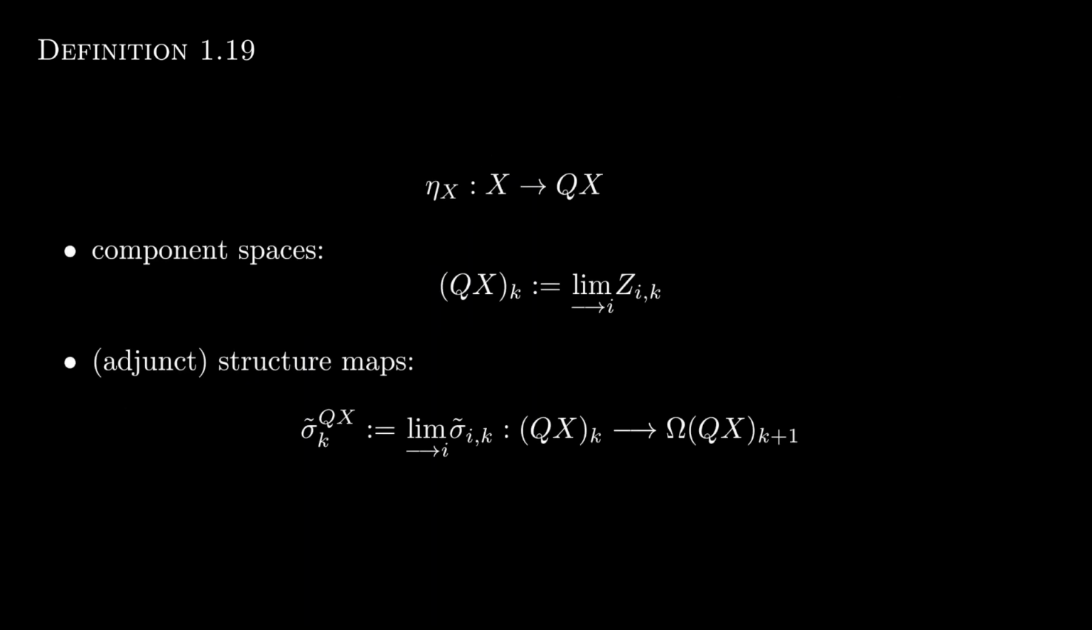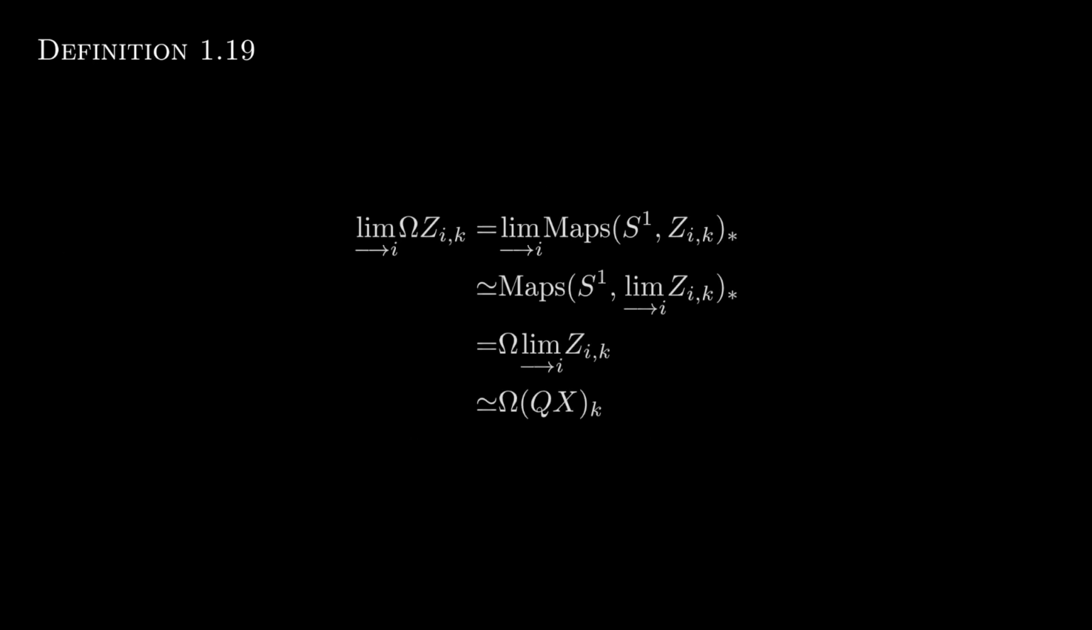The component spaces for this new spectrum, QX, are the colimits over i of the Z_{i,k}, i.e. over each row in the diagram from before, and the adjunct structure maps are also defined as a colimit. The only ambiguity is whether the colimit of the loop spaces of all these intermediary Z_{i,k} is the loop space of the colimit. But since each component space is compactly generated, stemming from our original definition of omega spectra, and since S^1 is compact, we do have Cartesian closure, so the internal hom here does preserve colimits.